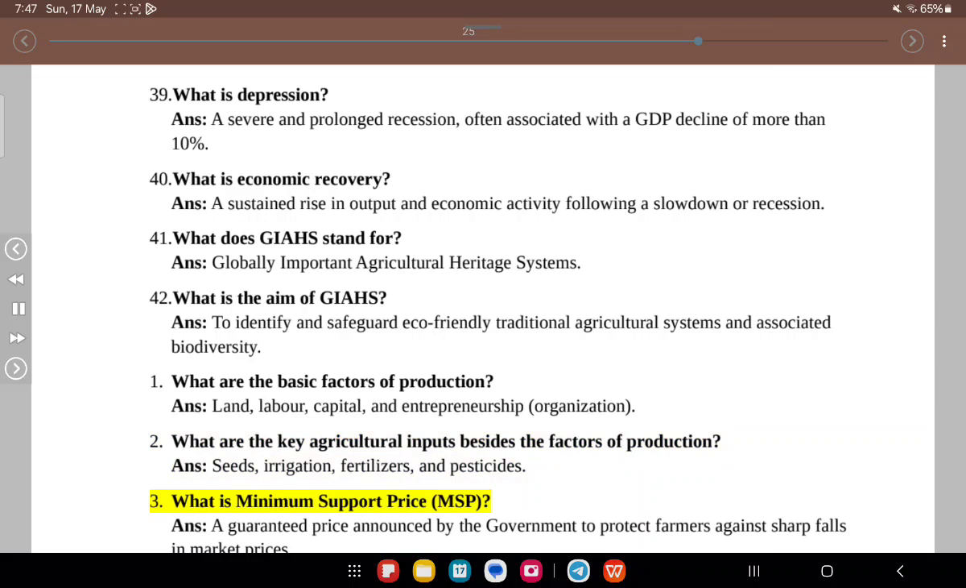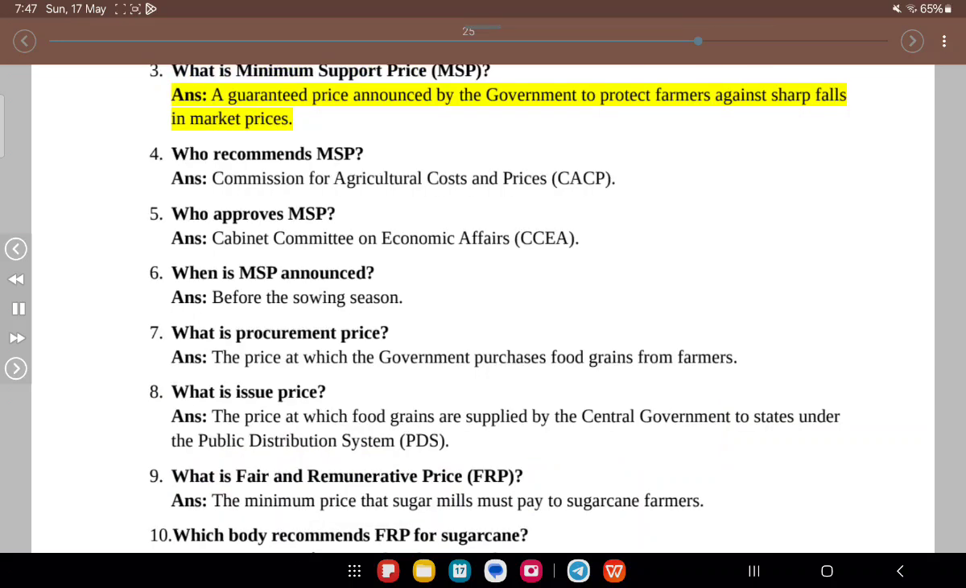3. What is minimum support price MSP? Ans. A guaranteed price announced by the government to protect farmers against sharp falls in market prices. 4. Who recommends MSP? Ans. Commission for Agricultural Costs and Prices CACP. 5. Who approves MSP? Ans. Cabinet Committee on Economic Affairs CCEA.